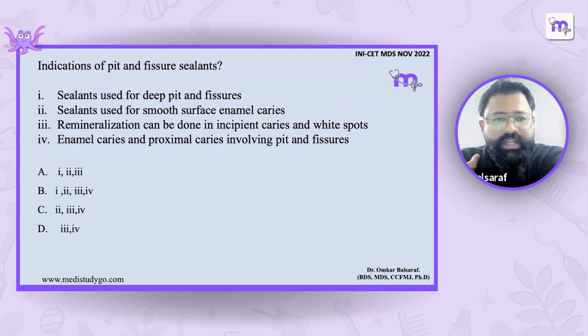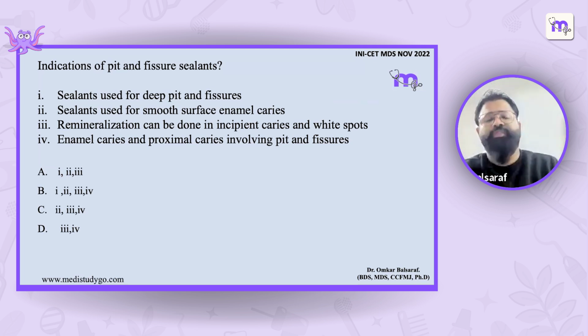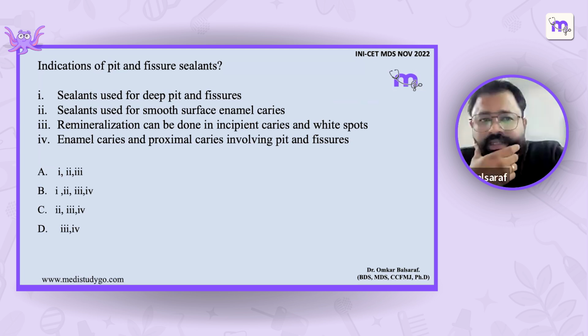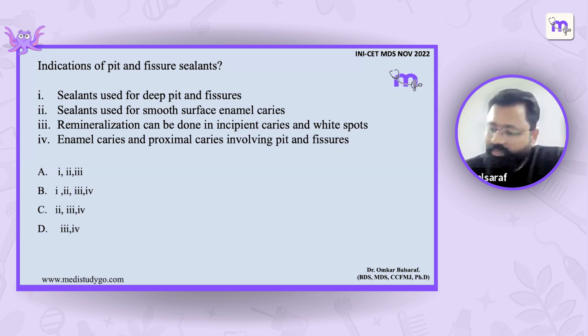Indications of pit and fissure sealants. Again, sealants used for deep pit and fissures, sealants used for smooth surface enamel caries. Remineralization can be done in incipient caries and white spots, and enamel caries and proximal caries involving pit and fissures. So again, the approach for this answer is you negate whatever is false and stick to the indications that are there, in options A, B, C, and D.